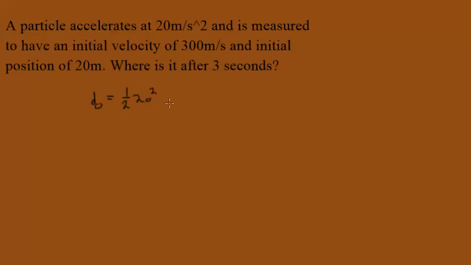1/2 times 20 times time squared, which is 3 squared. Everything here is in the positive direction, and it has an initial position of 20 meters. So if we solve this, 0.5 times 20 times 9 plus 300 times 3 plus 20 is going to give us a final position of 1,010 meters.